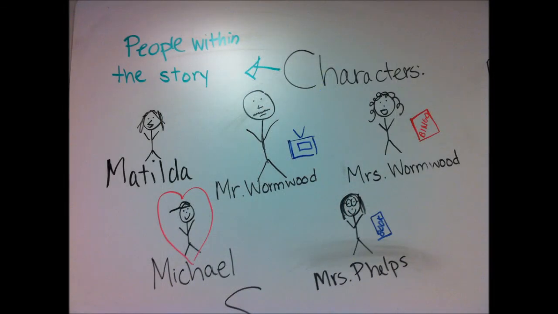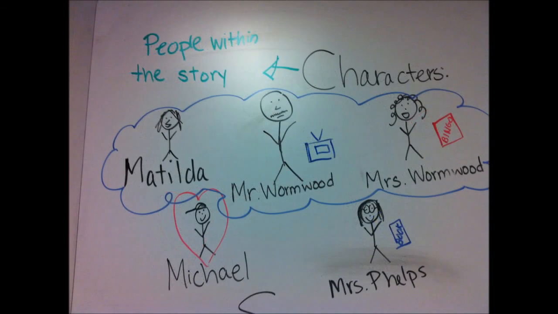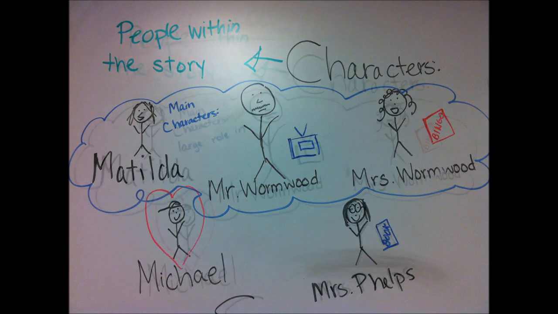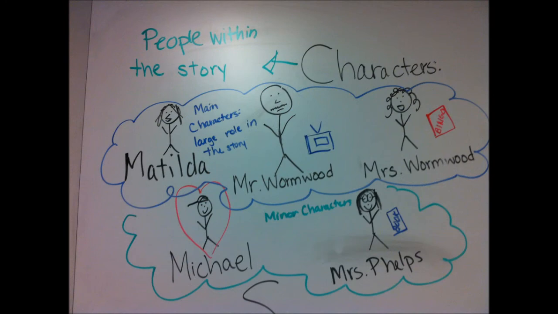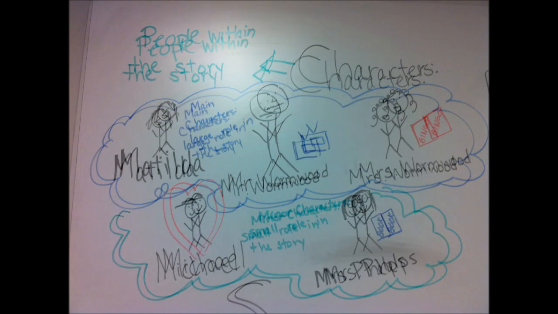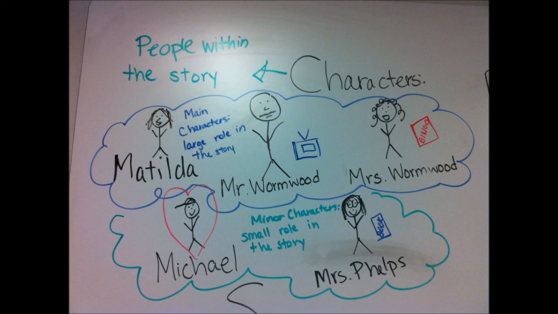Now there are two types of characters in the story. Main characters, which would be Matilda, Mr. Wormwood, and Mrs. Wormwood. And they're main characters in the fact they have a large role in the plot of the story. Michael and Mrs. Phillips are minor characters because they play a small role.